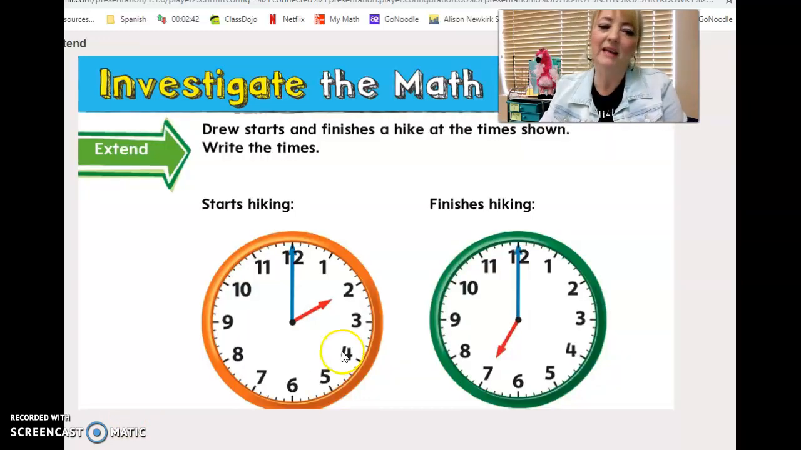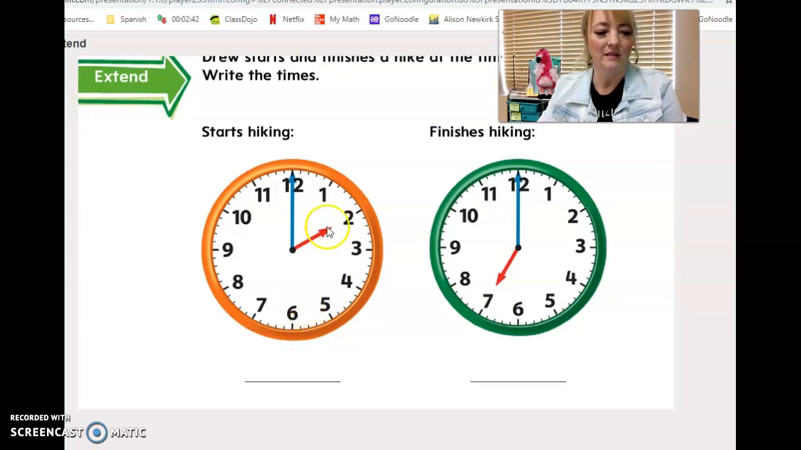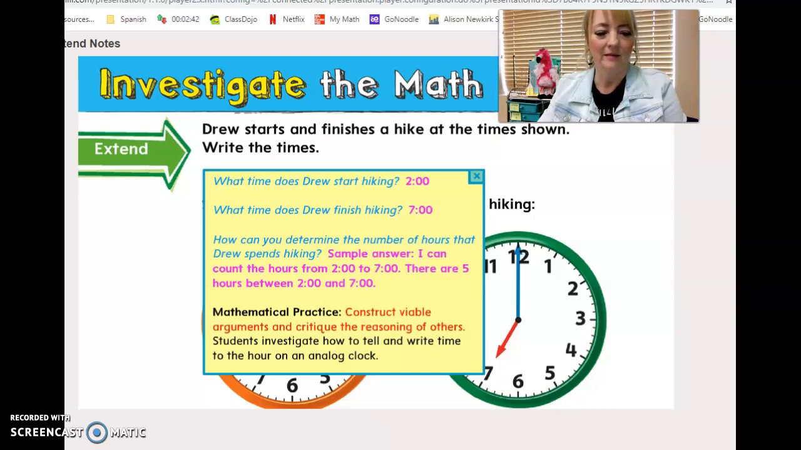Okay, Drew starts hiking and finishes the hike at the times shown. Write the times. Here we say the hour first, 2, and then the minute hand points straight up, o'clock. And then he finishes hiking at 7 o'clock. So that is the analog clock. Then we write it: 2 o'clock, 7 o'clock.